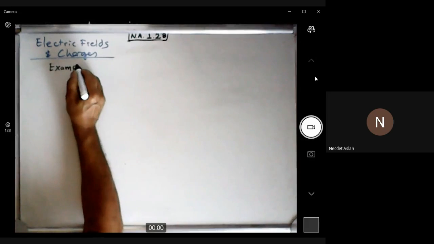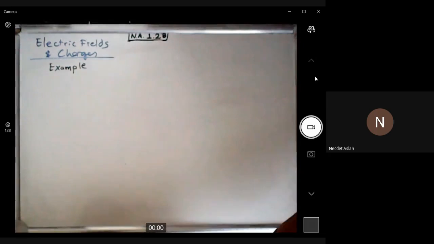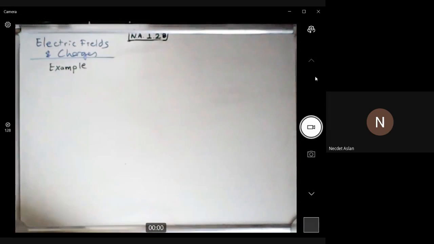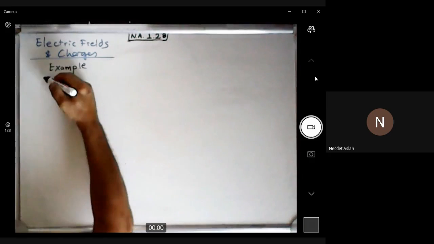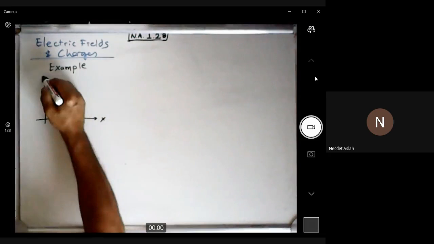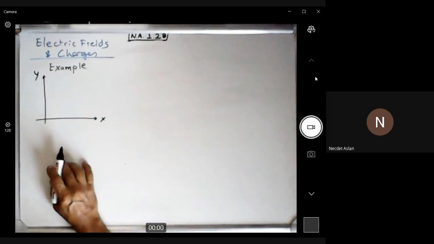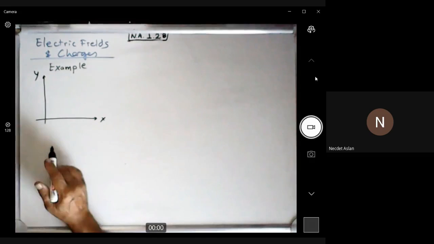Okay, now in this example, we would like to solve the net electrostatic force on charge Q3. Here is the problem. This is X and this is Y. As you see, as soon as I write X and Y, you will understand that this is a two-dimensional problem.